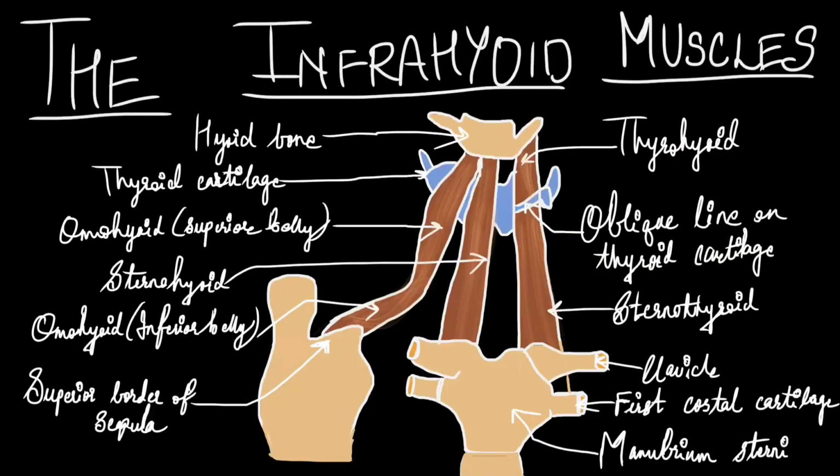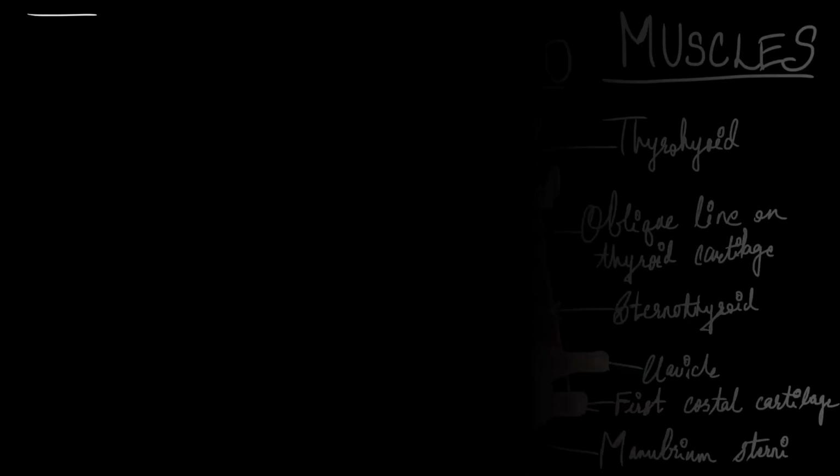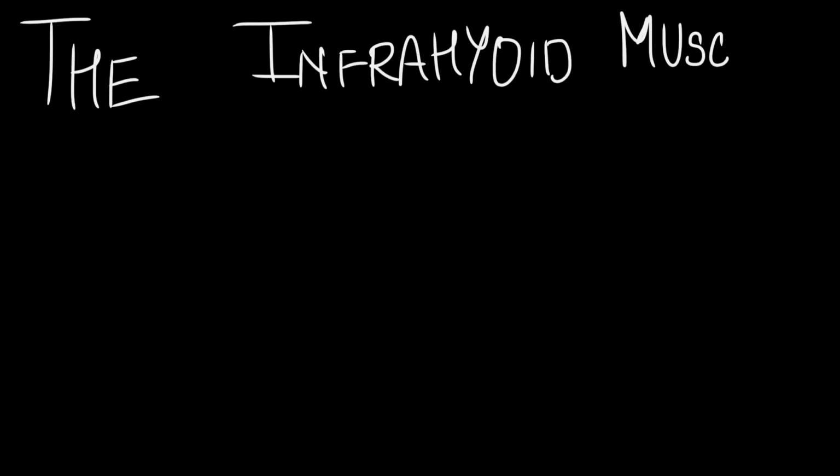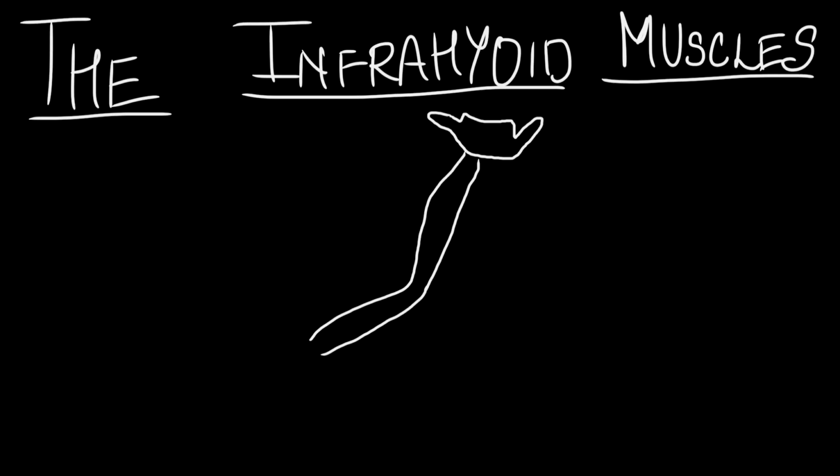The infrahyoid muscles. Structures lying below the hyoid bone. These structures may be grouped into 3 planes. 1. A superficial plane containing the infrahyoid muscles, 2. A middle plane consisting of the pretracheal fascia and the thyroid gland, and 3. A deep plane containing the larynx, trachea and structures associated with them.